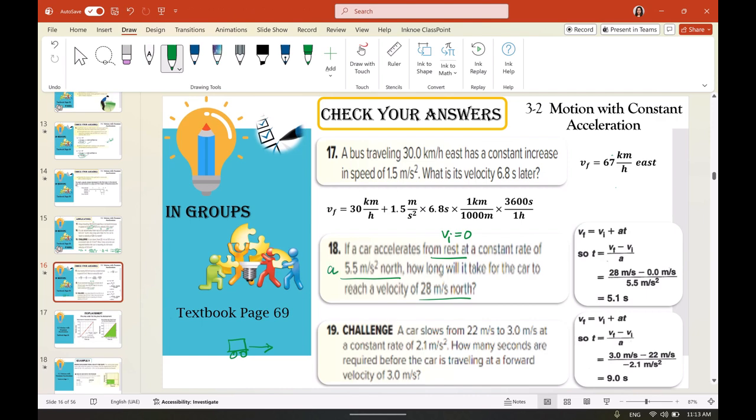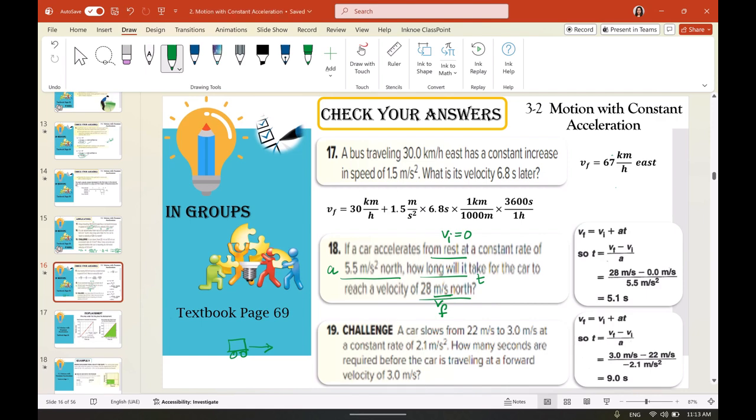Which is 5.5 meter per second square north, how long will it take for the car to reach a velocity of 28 meter per second north? So velocity final is mentioned here, 28 meter per second. Now they are asking for how long. How long means time they are asking for. Okay, remember that. How long means time.